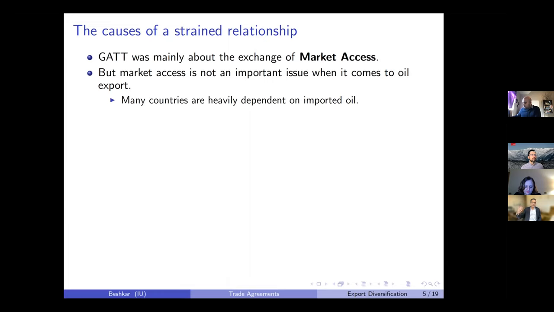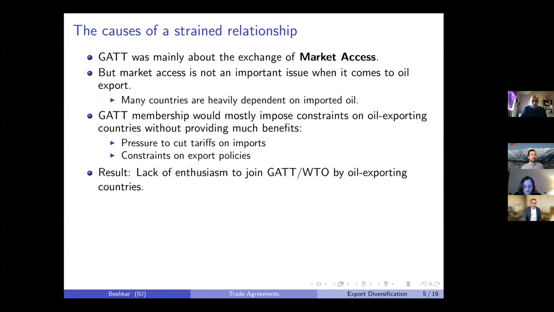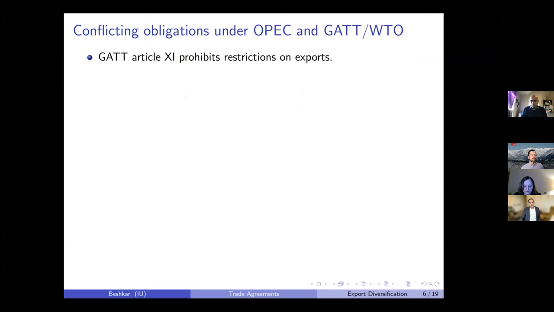And if you join the system, basically, if you are Iran or Saudi Arabia, you join the GATT, you will face a lot of restrictions on your policy space. At the same time, you don't care really about the market access that is provided, at least when you have a static view. Most of your export is oil, and market access is not an issue. The result is, of course, a lack of enthusiasm to join the GATT and the WTO by these countries.